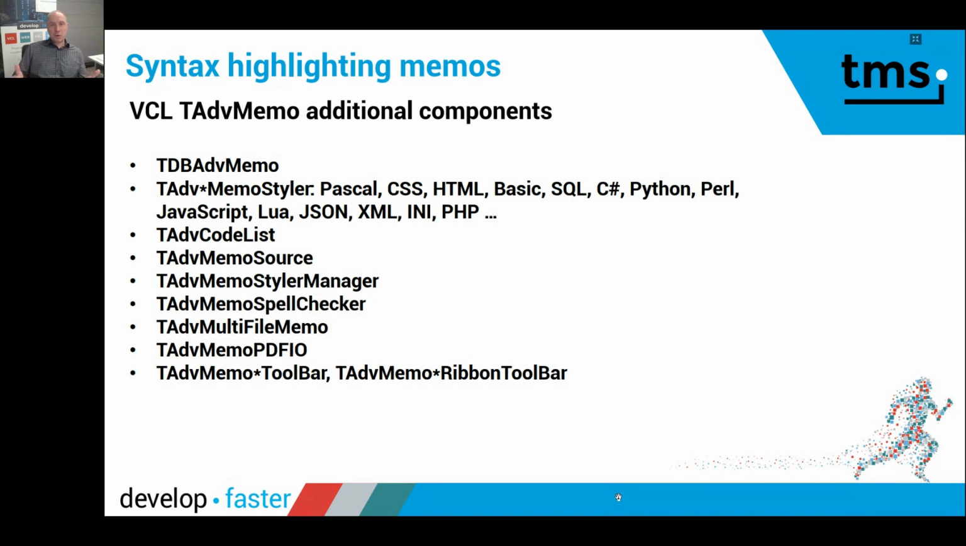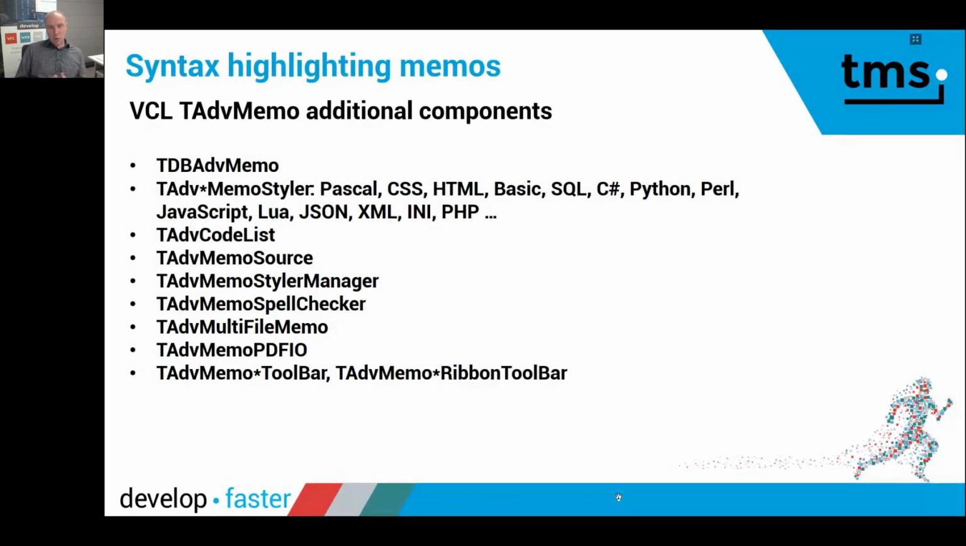When you let the user open a file, it detects the file extension itself and will apply the proper syntax styler for the language that is chosen or opened. There's a spell checker component that, when connected to the ADV memo, can do spell checking on the text in the memo and underline with red curly lines if it detects a spelling mistake.